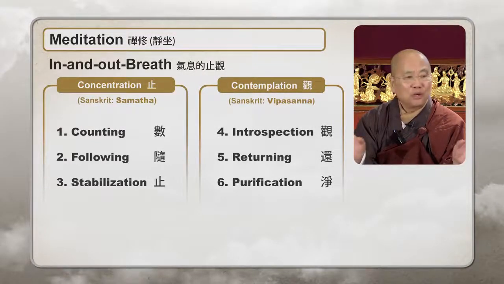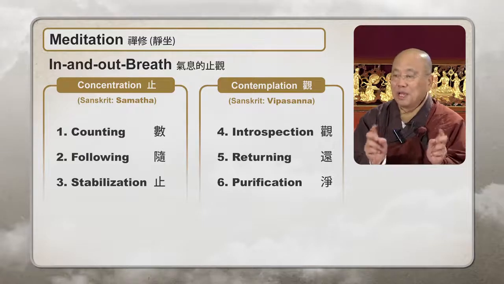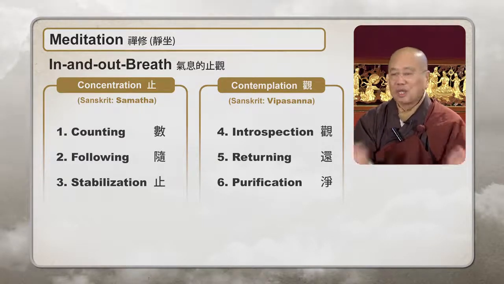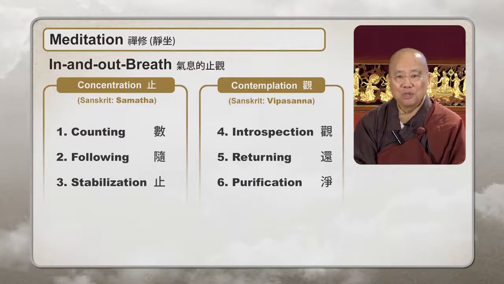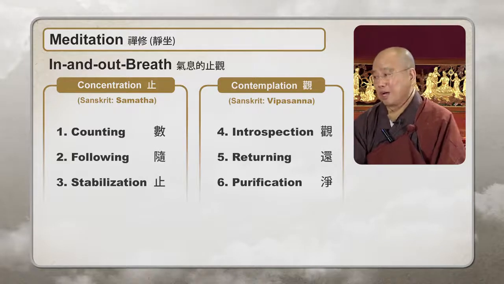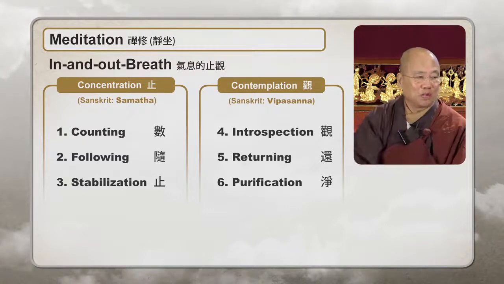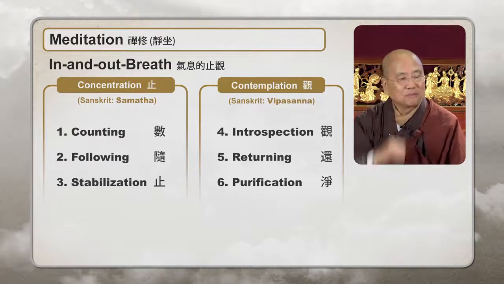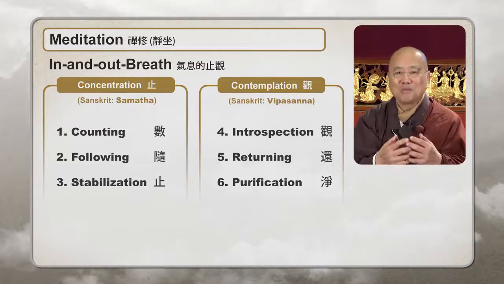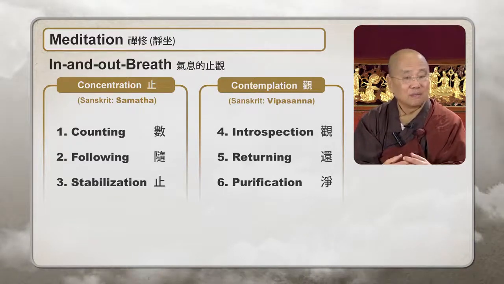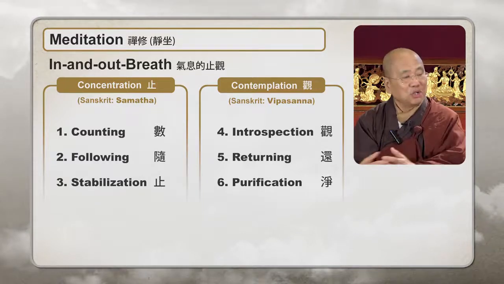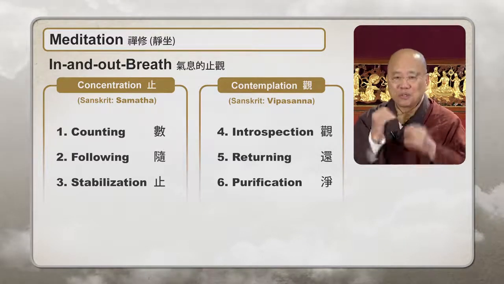Counting is a method spoken by the Buddha, not me. The Buddha already screened all the procedure and said, use the breath, and counting is the preliminary. If you can't even count, you can't go following. If you cannot follow, you cannot go stabilization. If you cannot go stabilization, you cannot go introspection. If you cannot use introspection, you cannot go returning. If you cannot go returning, you can't even get to purification. Now, this is procedural. Within procedural, sometimes you can jump from counting to purification, or you can jump from counting to returning. But these are more or less the procedures that you have to go through.